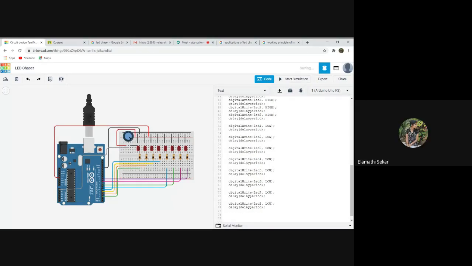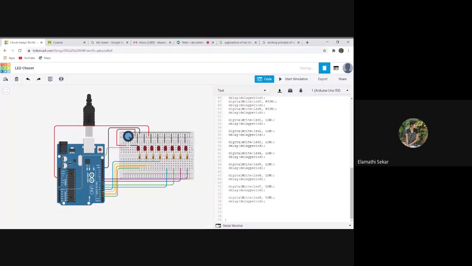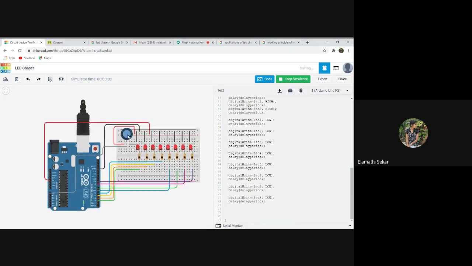Have you implemented this code using coding technique or code blocks? Ma'am, coding technique, ma'am, not blocks. So by alternating giving high and low to the LED pins, we will get the LED chaser. So now I will start simulating. So here this is low, this is high.